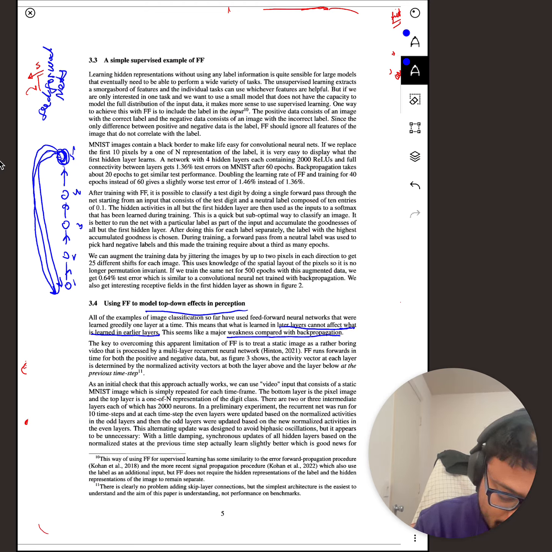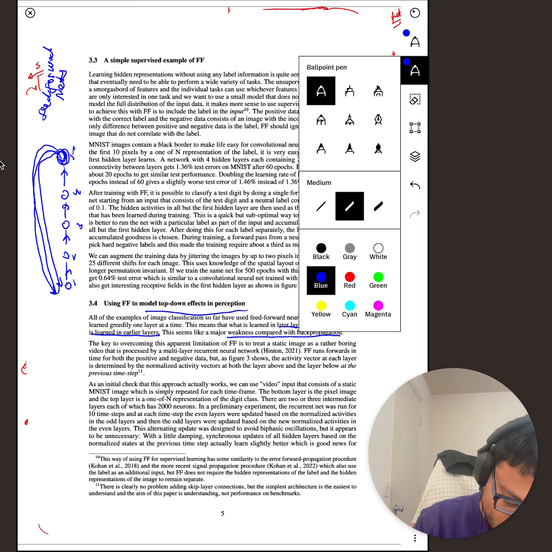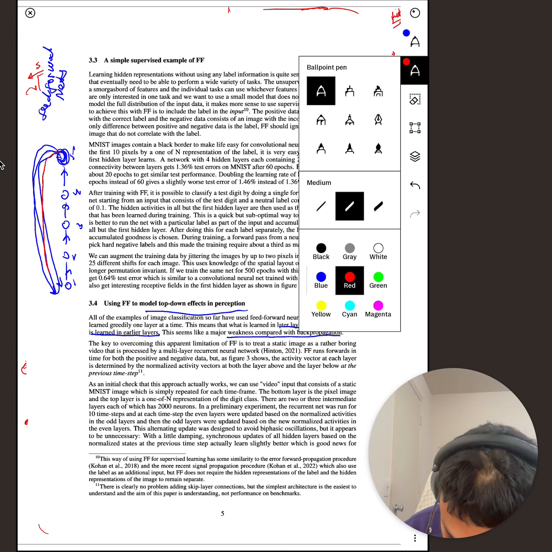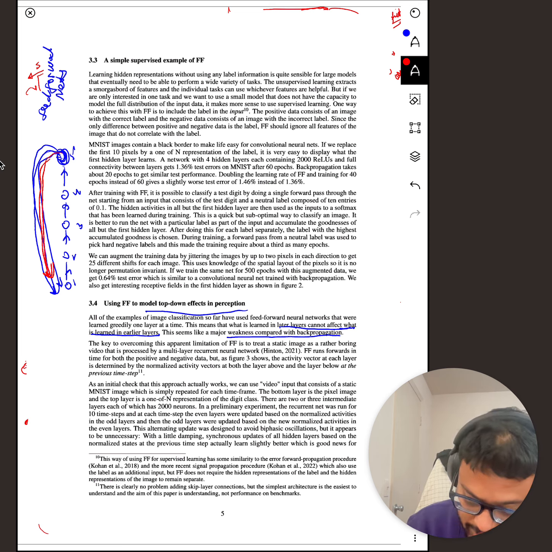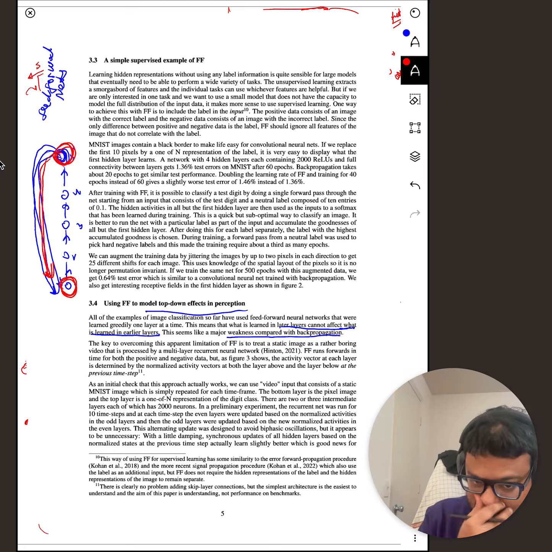So there is a problem with backpropagation in that the later layers cannot affect what is learned in the earlier layers. Since you can't have these connections in backpropagation, the later layer, which is layer 5, can't affect what is happening in layer 1, and that is the key problem. But he says that this is not a problem in forward.